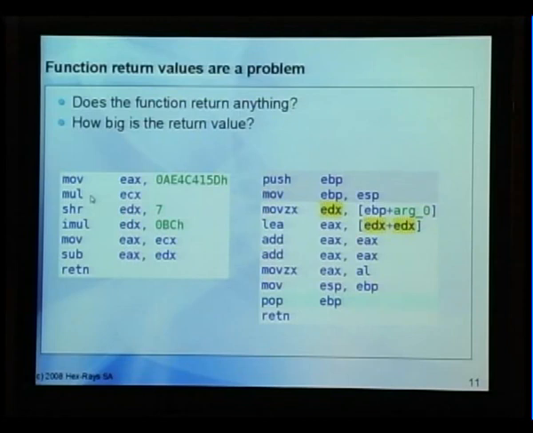Another example about return values. The example on the left, what does it return? Usually we know that the return value is in EAX. And we say, okay, we know that EAX. But what about EDX? Do we return something there or not? Again, based on my experience, I would say no, it doesn't, because we subtract EDX from EAX. It's highly unusual that the function returns both registers in this case.